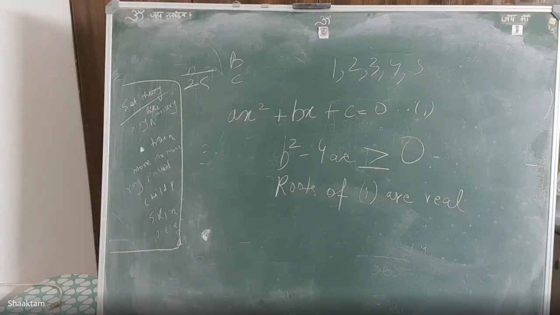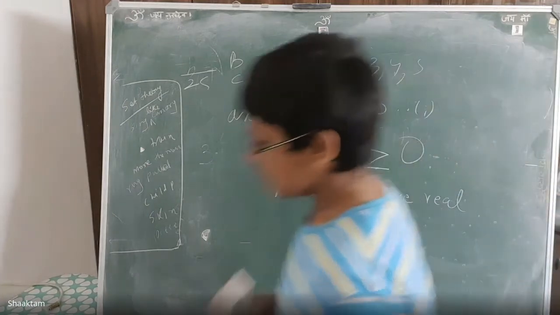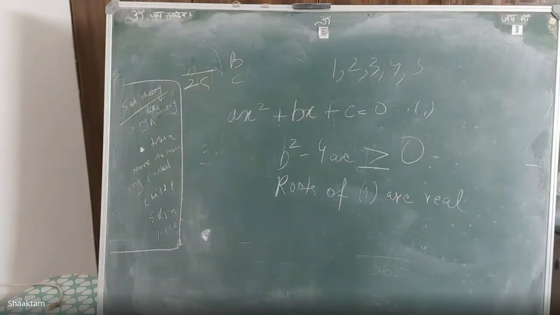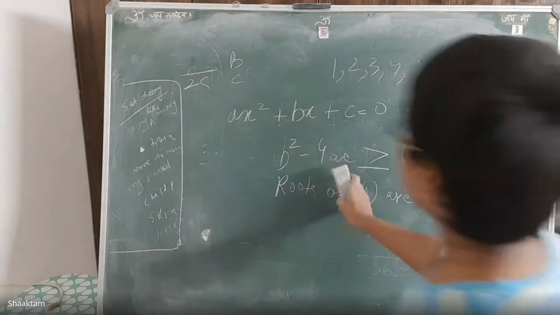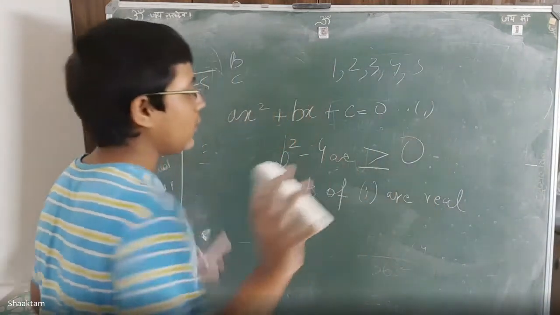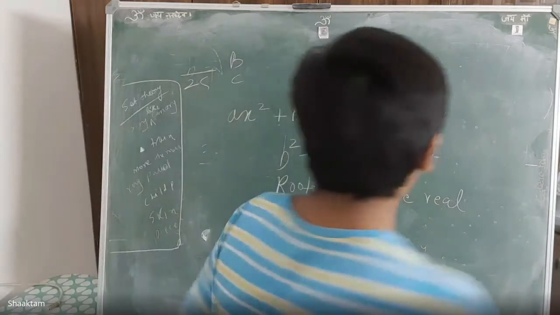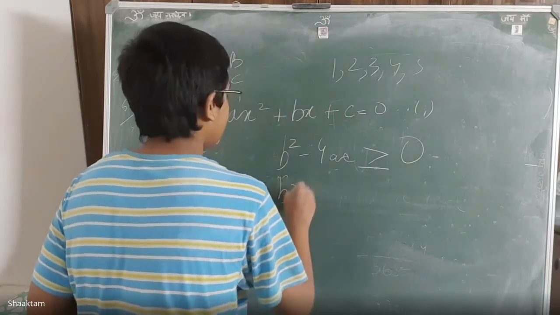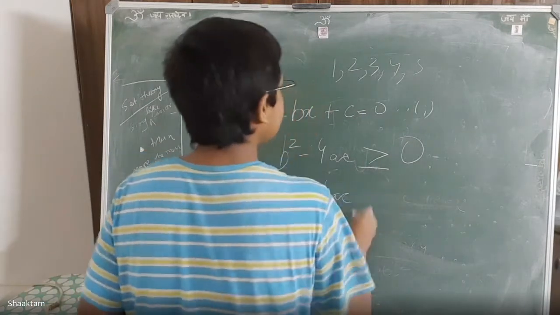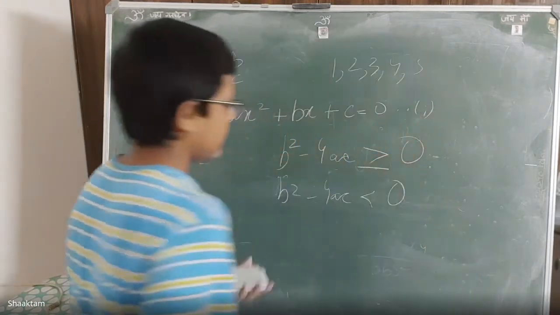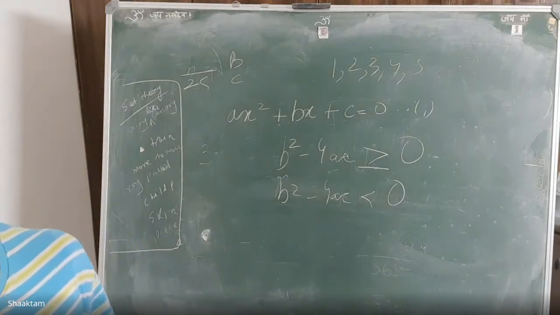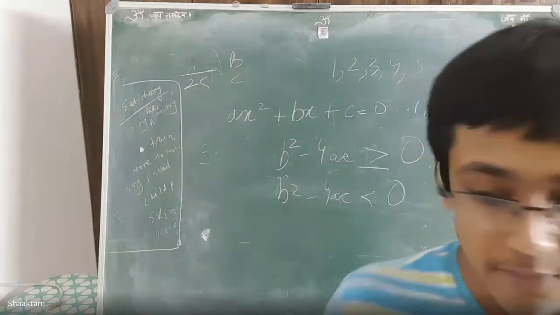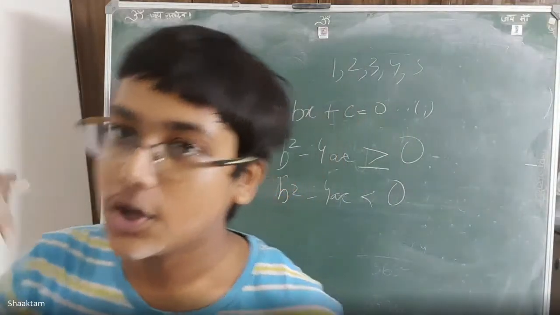This is an aspect we have to utilize in this question we have at hand. Now, if b square minus 4ac is greater than or equal to 0, then the roots are real. Fine. But if b square minus 4ac is lesser than 0, then they are non-real. And that is how I am answering the question I have. If b square minus 4ac is negative, its roots are not real. Its roots are complex, if I were to use higher mathematical terms.